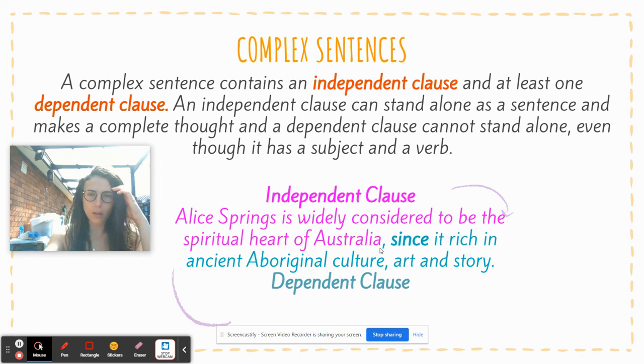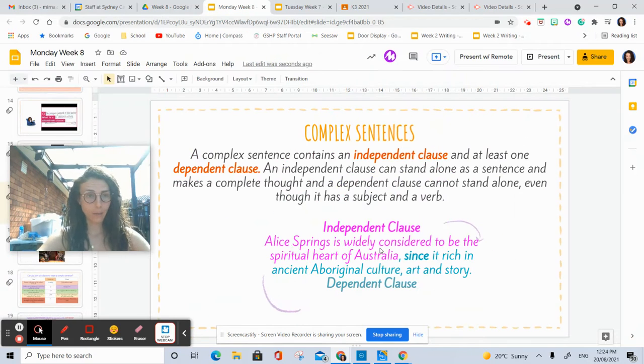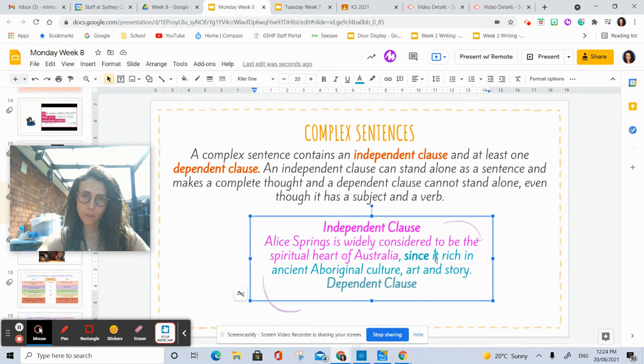It's an independent clause. However, I've added the word since as a conjunction, a subordinating conjunction, in order to make it a complex sentence. Since it is rich in ancient Aboriginal culture, art, and story.